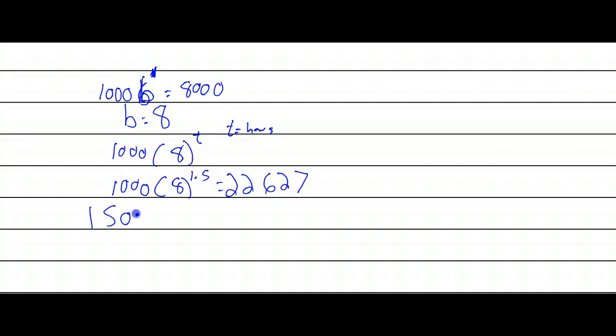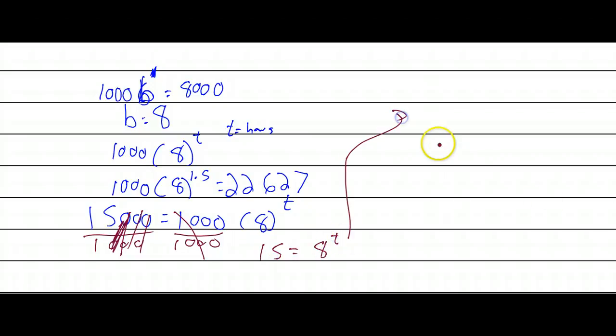Next question says, when would the population reach 15,000? So 15,000 is equal to 1,000 times 8 to the T power. Now you just have to solve for T. So you divide both sides by 1,000 because we want to get T by itself. So we have 15 is equal to 8 to the T. Remember, anytime you're solving for exponentials, the best way is to use logs. So you take the natural log of both sides.